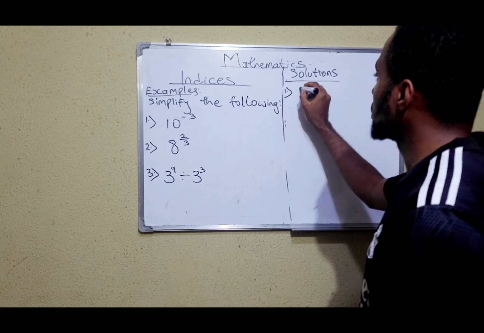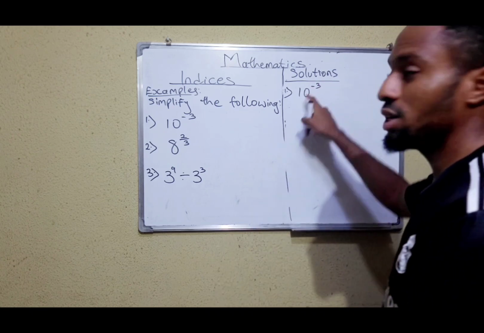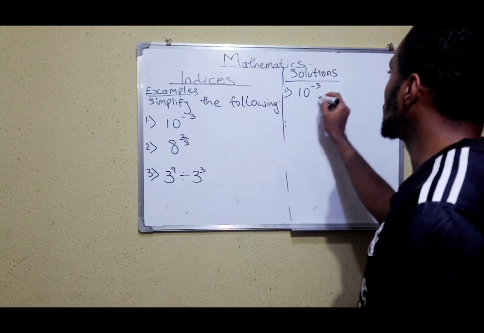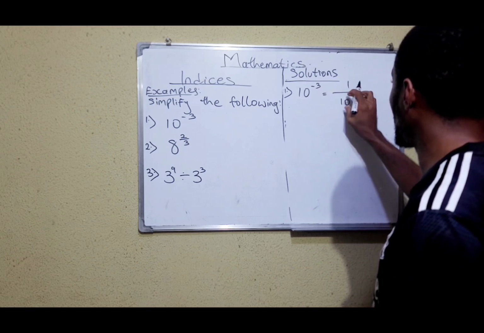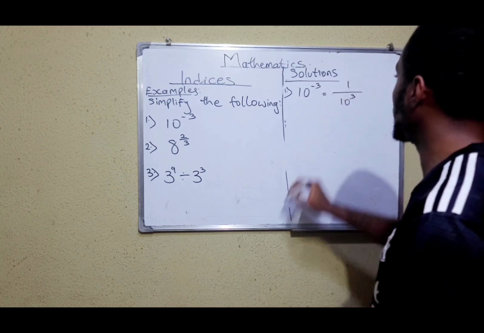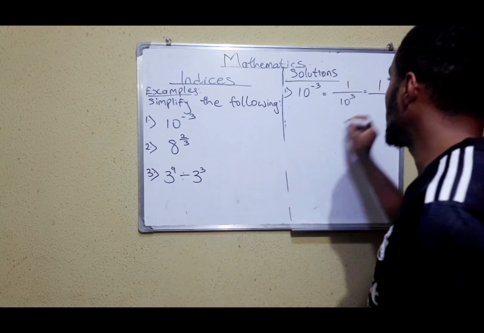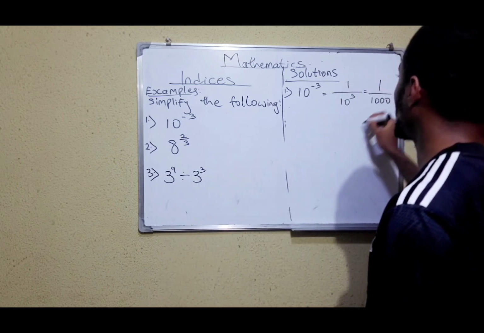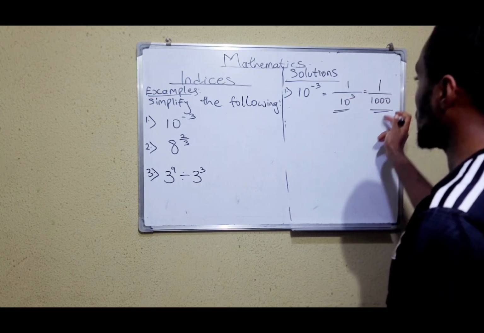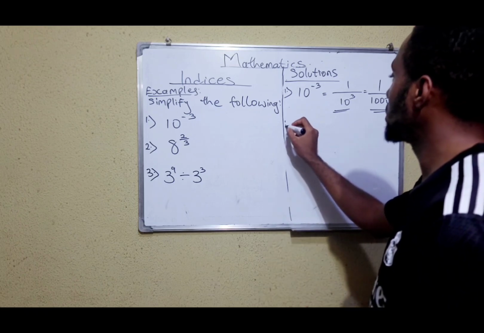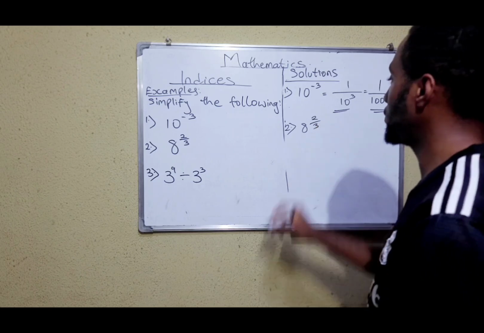Number 1, 10 raised to the power minus 3. The first step is to remove this negative sign using the reciprocal. This becomes 1 all over the base, and the power remains the same, which is equal to 1 all over 10 times 10 times 10. That is 1 all over 1,000. So you can leave your answer in index form like this, with the base having its power, or in a simplified form like this.